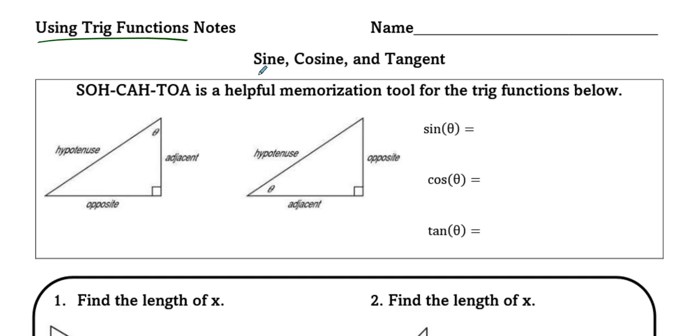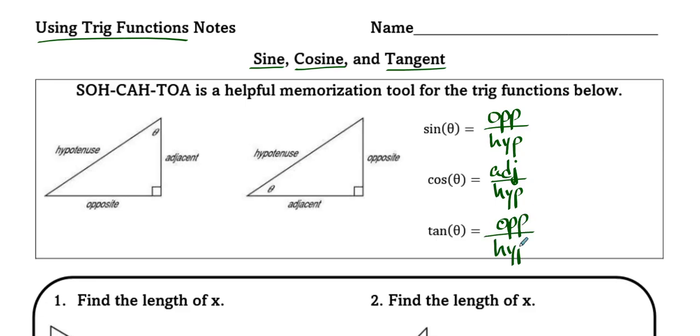So we have these three trig functions, sine, cosine, and tangent, and they each relate a pair of sides in a right triangle. Sine relates the opposite side to the hypotenuse. Cosine relates the adjacent side to the hypotenuse. Tangent relates the opposite side to the hypotenuse. So based on an angle, we can figure out what that ratio is, or based on a ratio, we can figure out what that angle is.